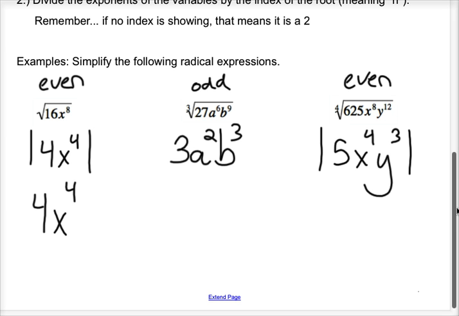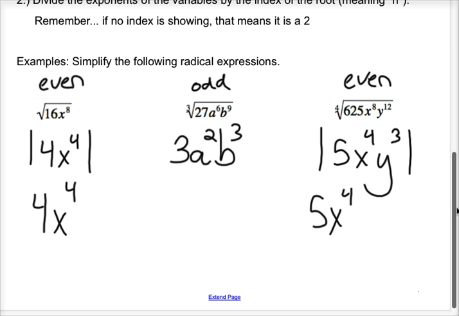positive number. However, just like the first example, let's consider what actually needs to be inside that absolute value. What doesn't need to be inside that absolute value? Well, the number 5 is automatically positive. You don't need that number inside the absolute value. X to the 4, you're taking something to an even power, so that is automatically going to be positive as well.